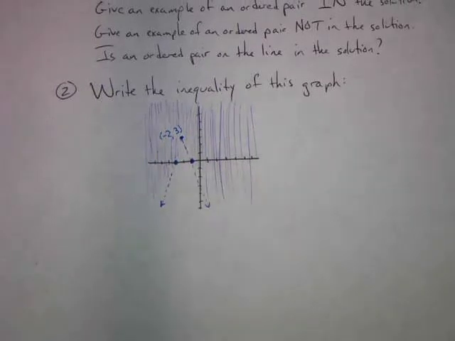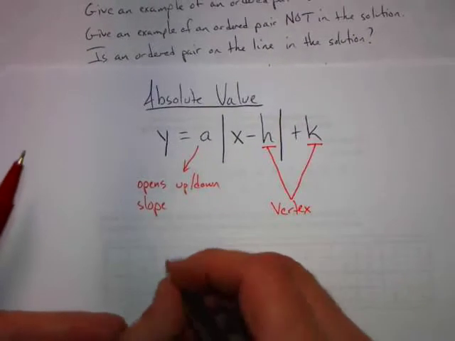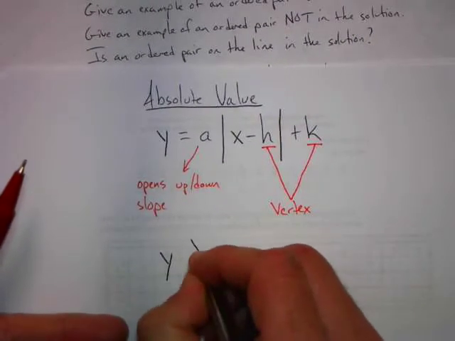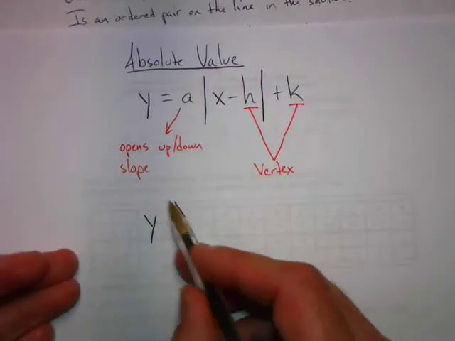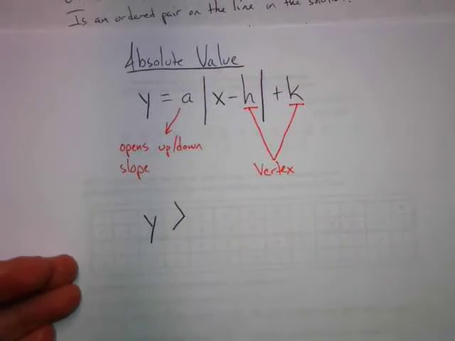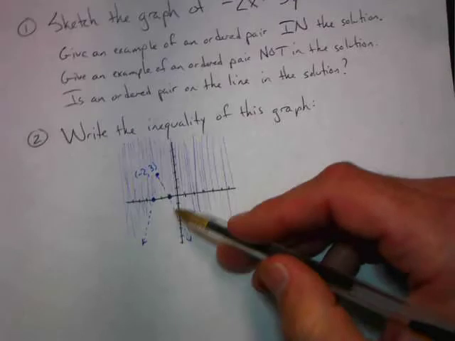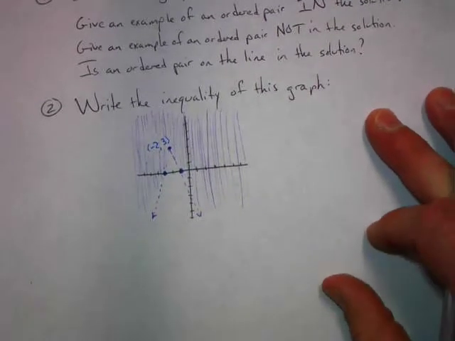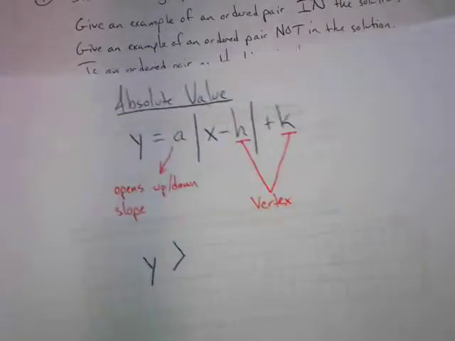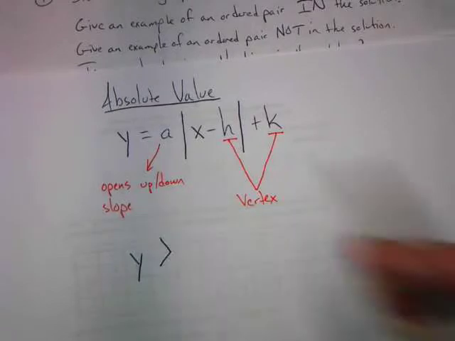Since the line itself is dotted and the absolute value is shading up, we can already tell that this inequality is going to be y is greater than something. Since we're shading up and it's a dotted line, y is greater than something. Now, what about the a? Remember what the a tells us. The a tells us if the graph opens up or opens down and what the slope is.